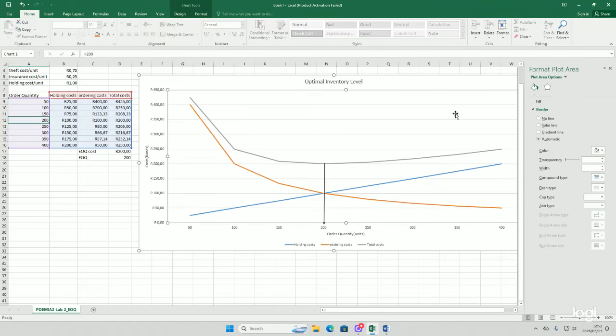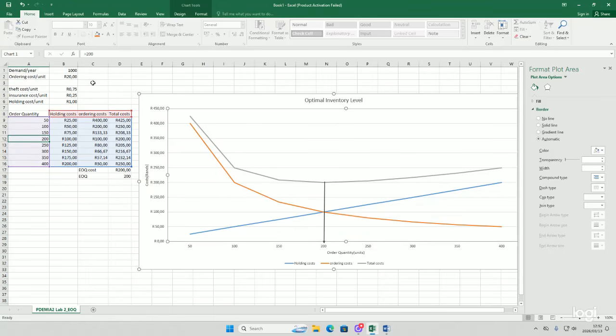Let's treat my EOQ as black. So that's what we want you to construct in this case. Okay, that's it for now. Another thing to note here is that there are chances of me not giving you the ordering and holding cost as total, but giving you your ordering cost, and then you have to calculate your holding cost.